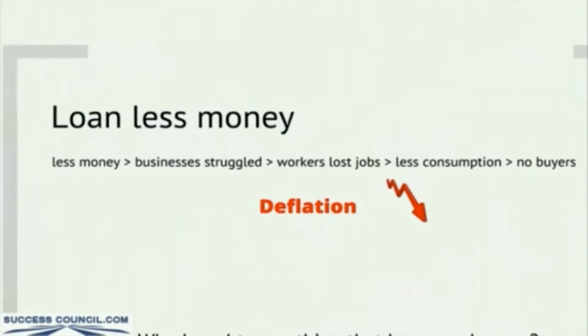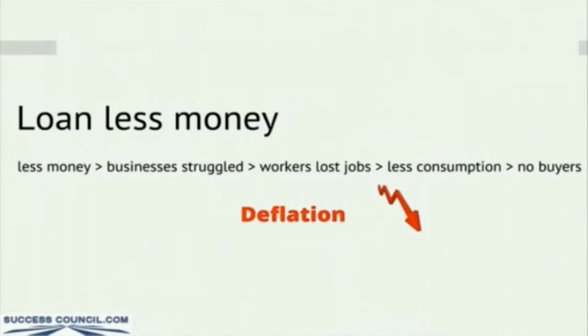When the goldsmiths reduced how much they lent out, the reverse happened. Money became less abundant, so businesses struggled and started to go out of business. Workers weren't needed and lost their jobs.